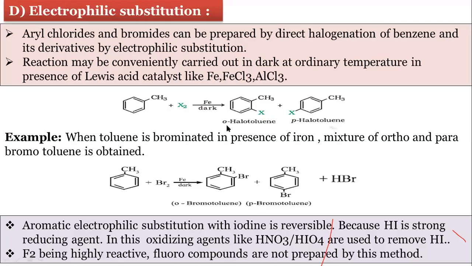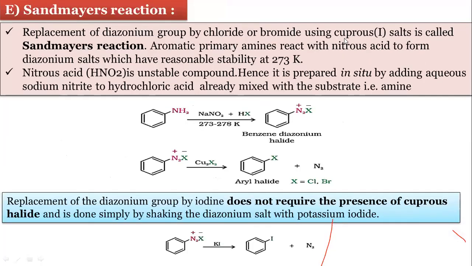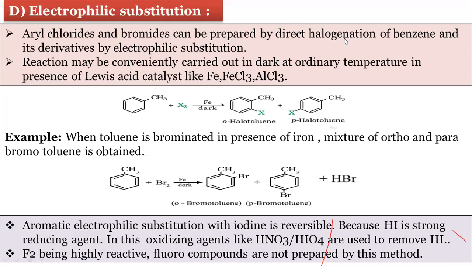So the next part is electrophilic substitution reactions. In 11th standard, we already studied what is meant by electrophile and what is meant by nucleophile. Electrophilic substitution reaction means in this, the electrophile is substituted. Remember, electrophilic substitution means the electrophile is substituted. Electrophile means positively charged species. See one example. Directly we will take one example.